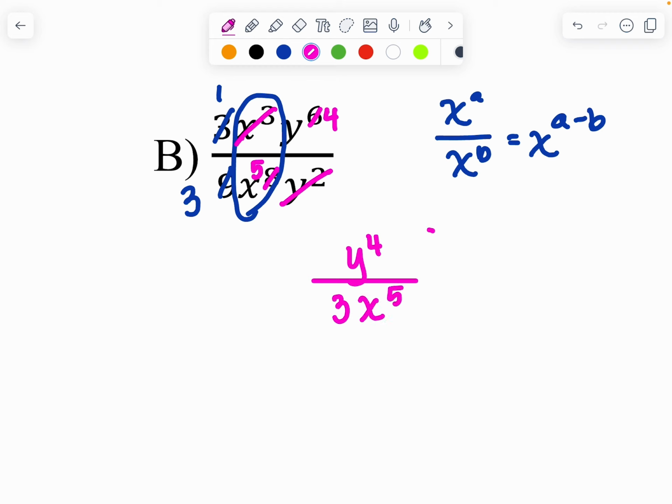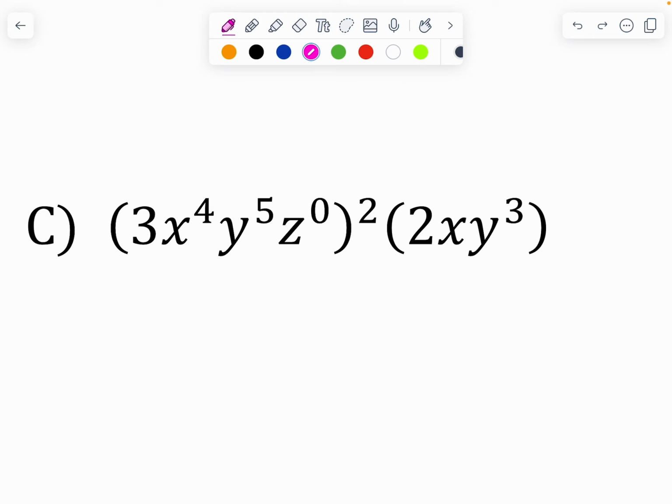It's very similar to the one above, but the difference is that it has this square out here. So I have to square this, everything inside this parentheses right here. So what I want to do is go through and think about multiplying something by itself. I have to do 3 times 3, x to the fourth times x to the fourth, y to the fifth times y to the fifth, z to the 0 times z to the 0. But let's start with that z to the 0.